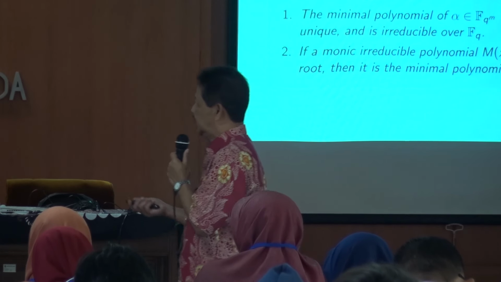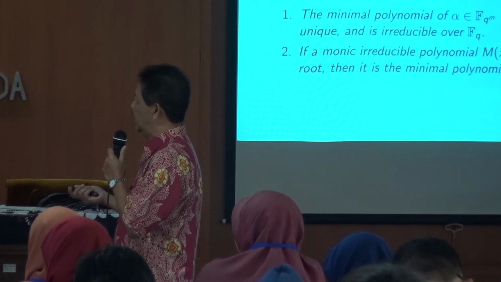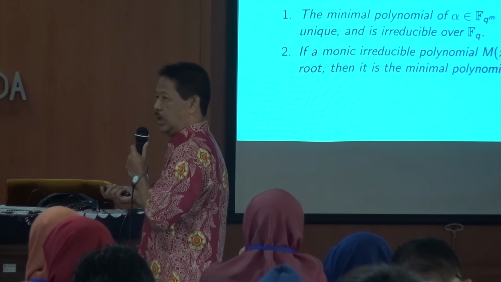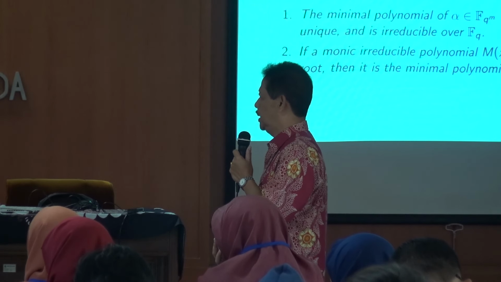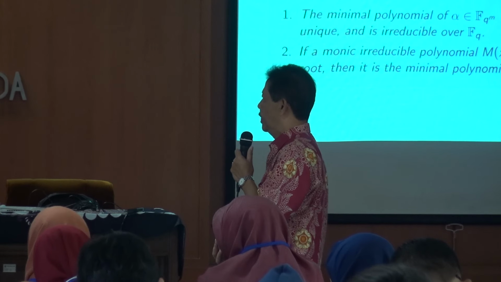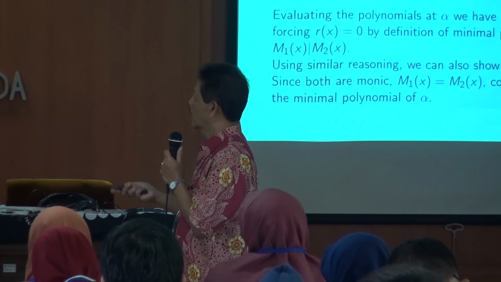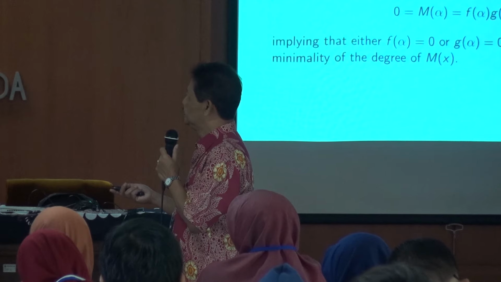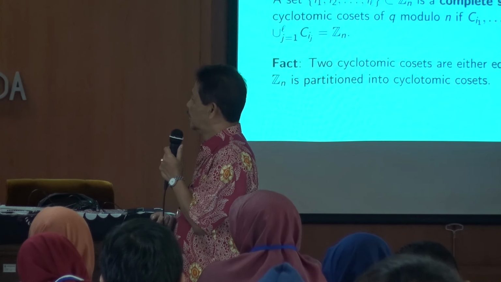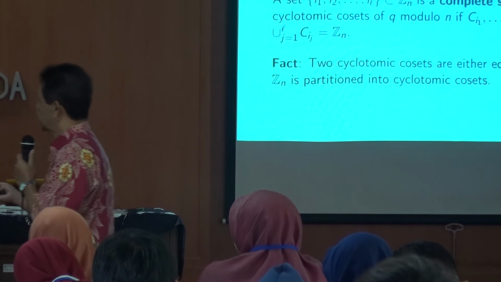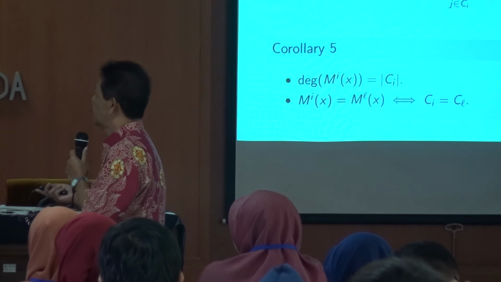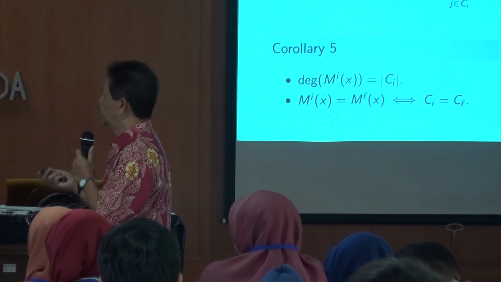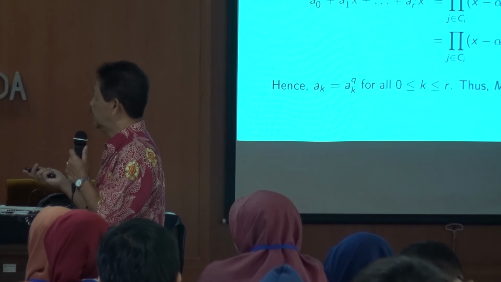And the properties: the minimal polynomial of alpha with respect to F_q always exists, it is unique, and it is also irreducible. And this is a cyclotomic coset. I think we can skip this. This is a primitive element.